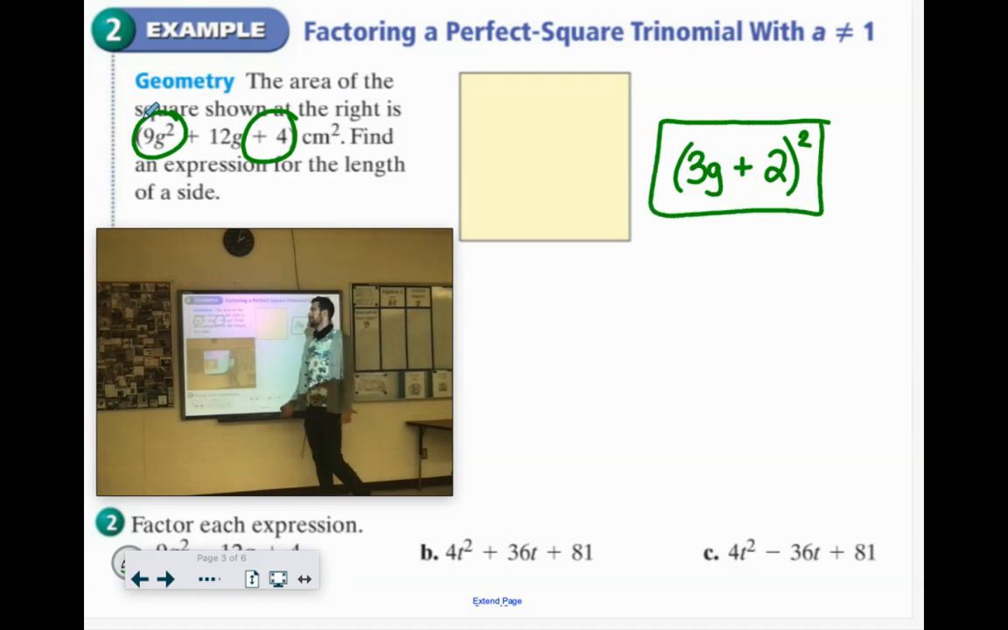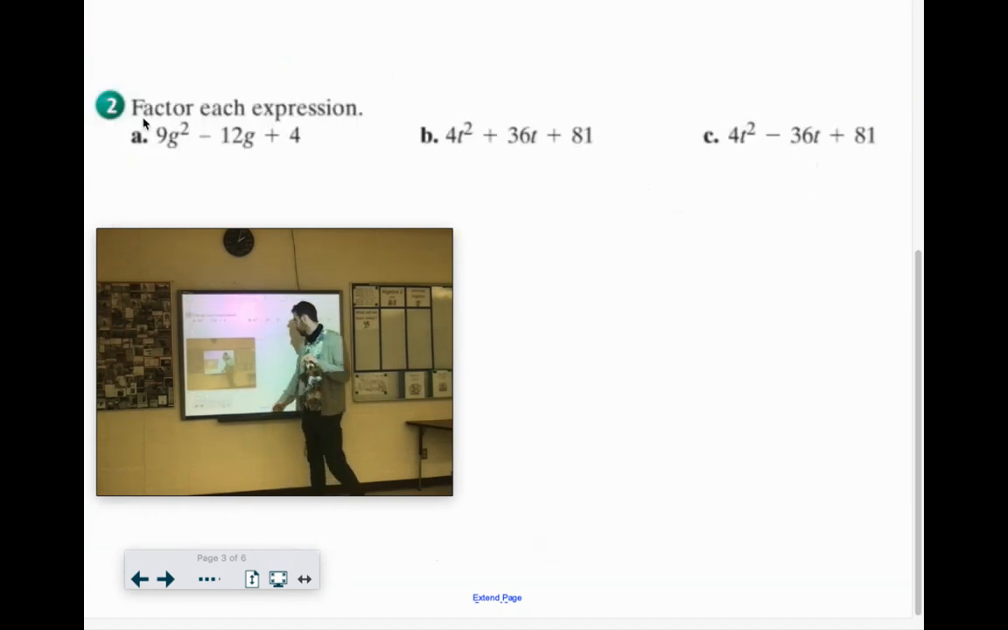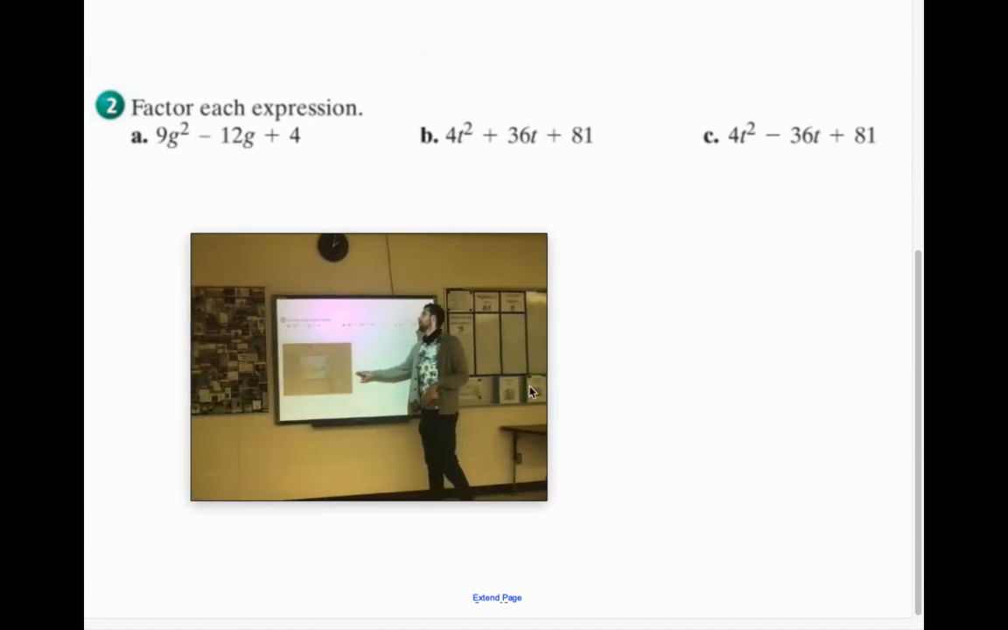They're asking for just, how could you write the length of one side? So one side would be the 3g plus 2. I'd rather have the 3g plus 2 squared, showing that you can actually factor it. But no big deal. I don't write math textbooks, so they're not asking me. All right, let's try a few more.